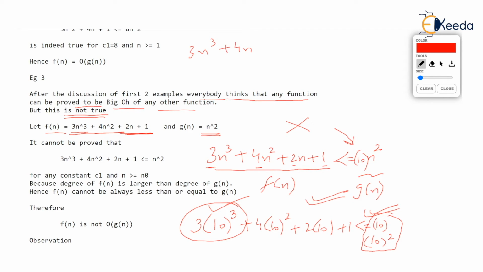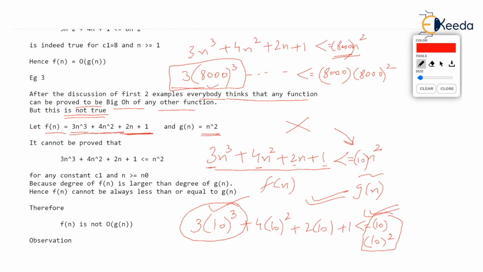Is it less than or equal to n square? Let's take the constant as 8000. Okay, no problem. But then what will happen when n will be 8000? This term will be 3 into 8000 cube, isn't it? And so on. Is it less than or equal to 8000 into 8000 square? You see that this left hand side term itself contains 3 into 8000 cube, isn't it? And the right hand side term contains 8000 cube only. So it is impossible to prove that Fn is O of Gn.